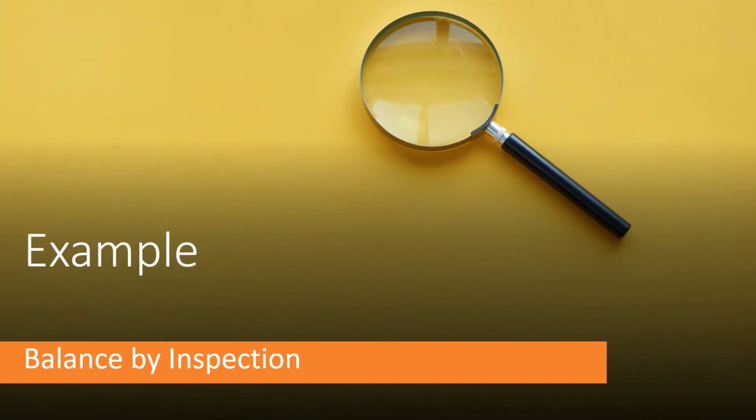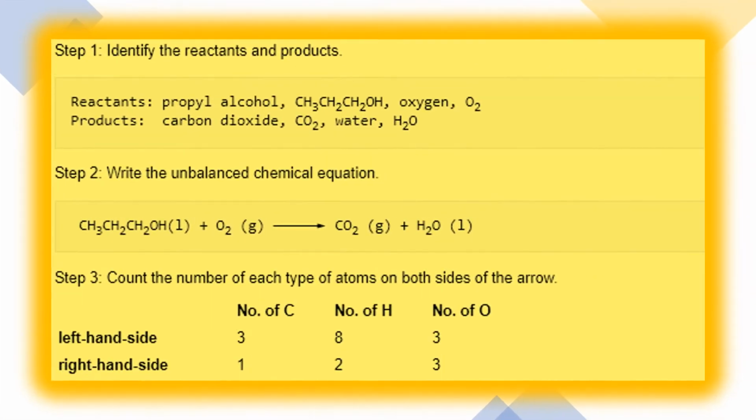So the first method for balancing a chemical equation is balance by inspection. Let us see how to balance a chemical equation by inspection using an example. When we are trying to balance the equation, first of all, we have to identify the reactants and the products. Let us assume that the reactants are propyl alcohol and oxygen, and the products are carbon dioxide and water.